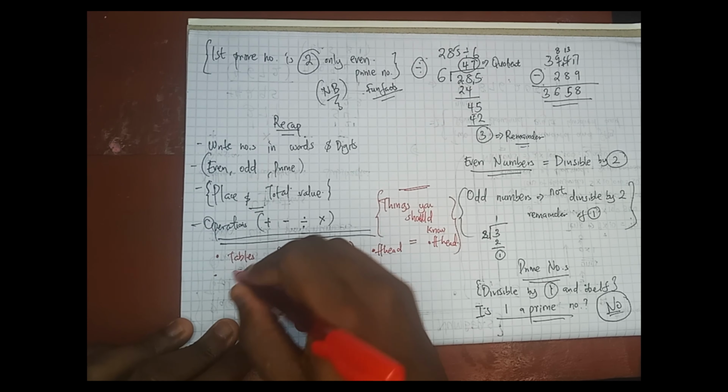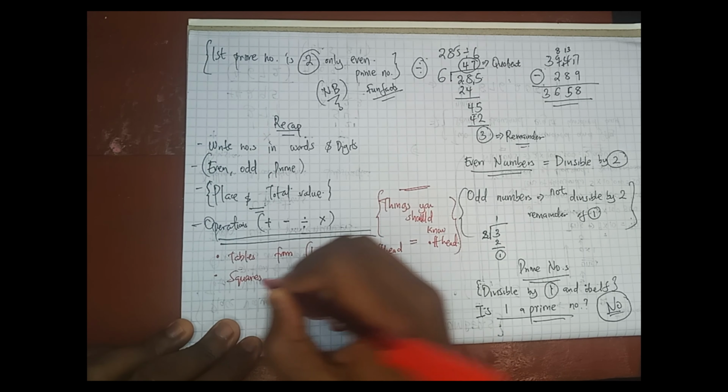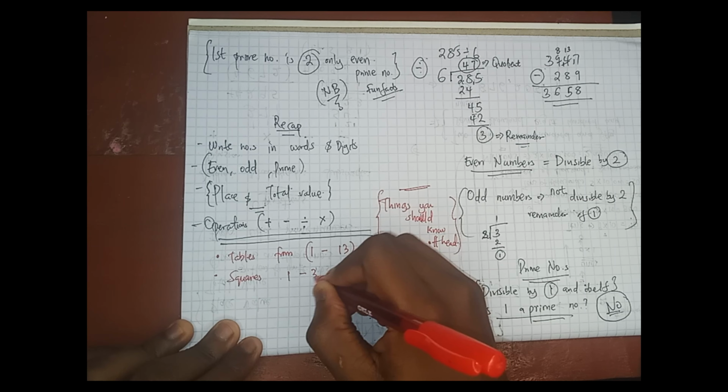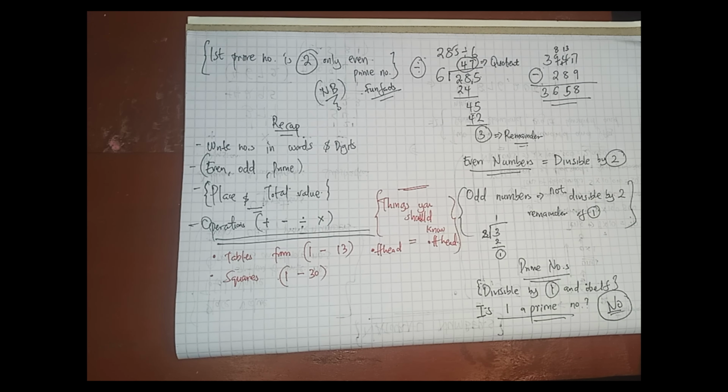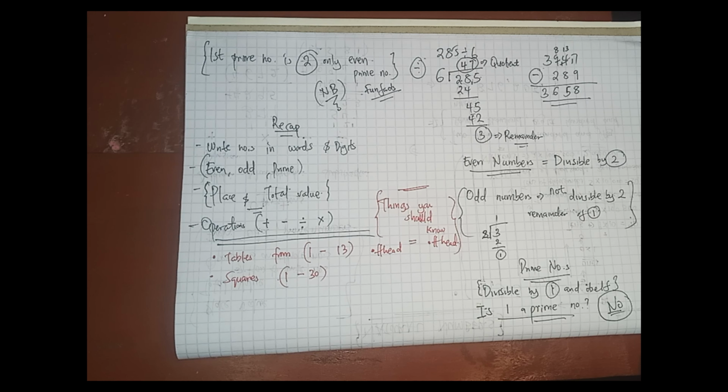Another thing is squares. Squares of numbers from 1 to 30 offhead. So if you don't know, start cramming right away please, because it will help you in the long run. Trust me. People who are in form 2 know what I mean. When we get to the topic of indices you will see.